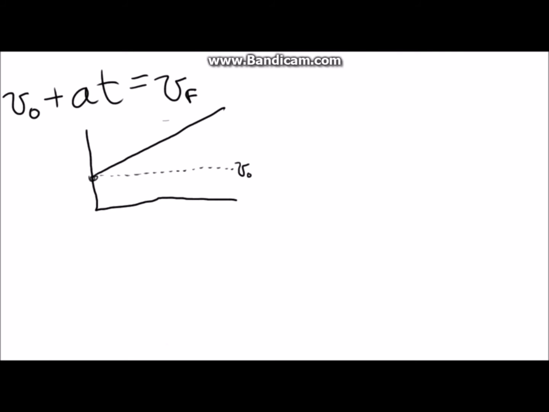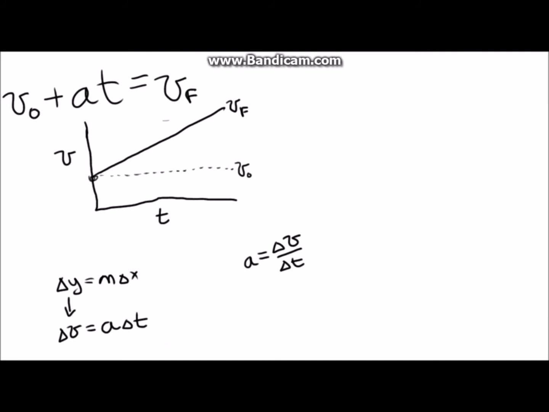Okay, so now for my favorite part, equations. Initial velocity plus at equals final velocity, or v0 plus at equals vf. Now here's a velocity versus time graph. V0 is the initial velocity and vf is the final velocity. The slope is change in v over change in t, or acceleration.